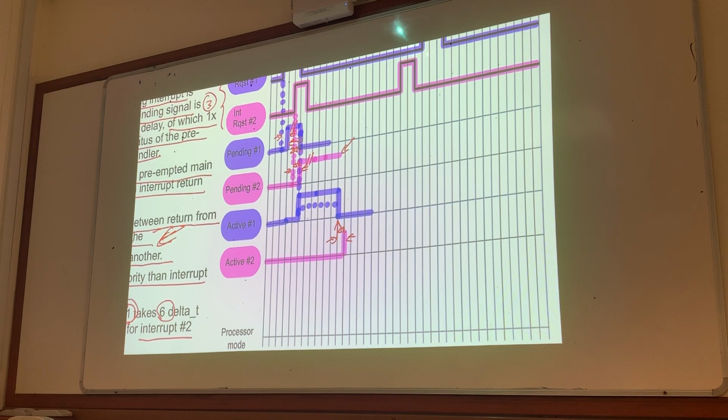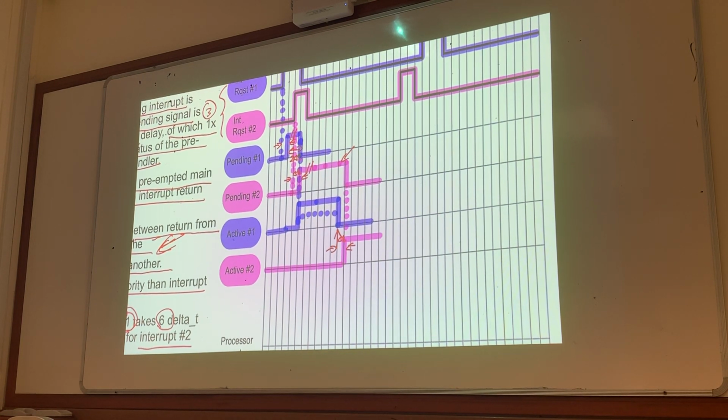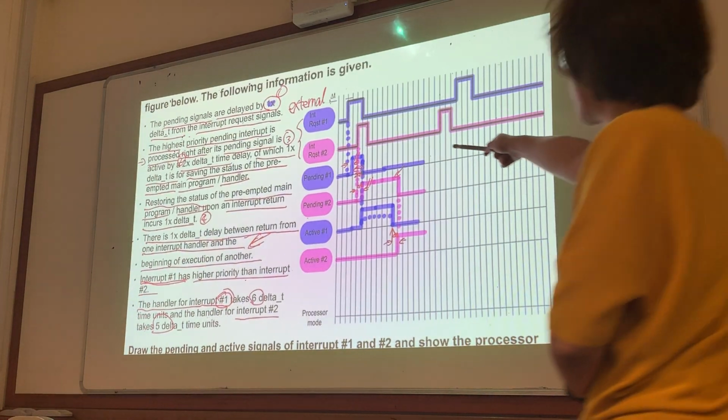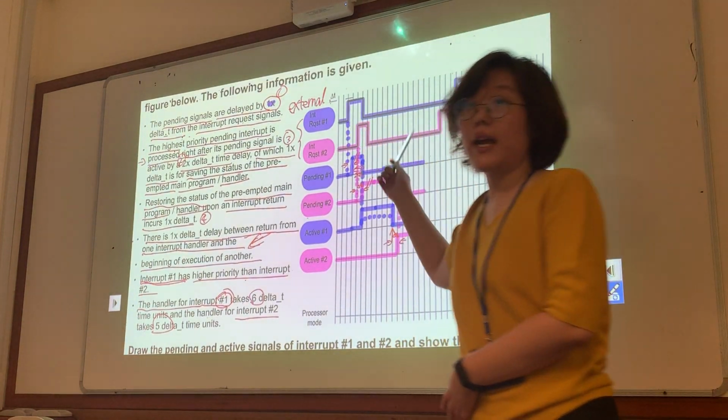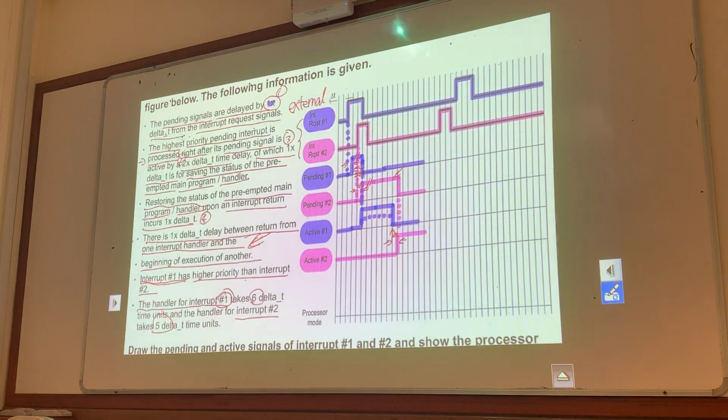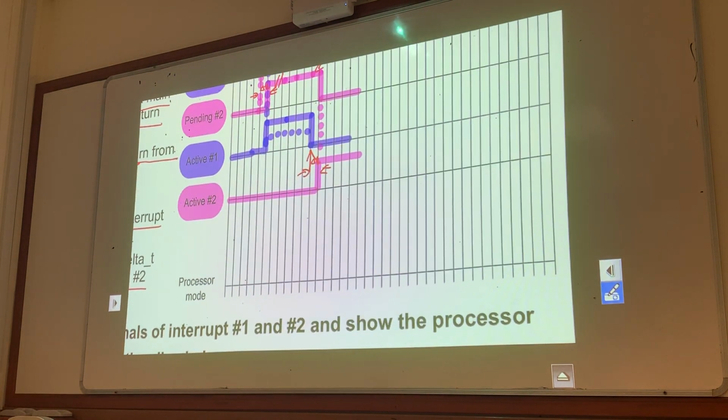Okay, so this is the moment your active signal for the second one starts, and this is the moment your pending gets cleared. Okay, so your pending gets cleared here. Okay? So basically up to now, we finished the first two. Okay? Now we also need to draw your processor mode.